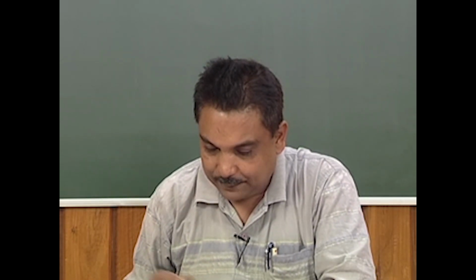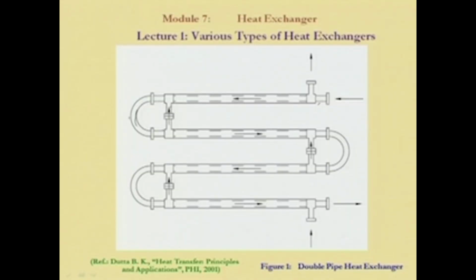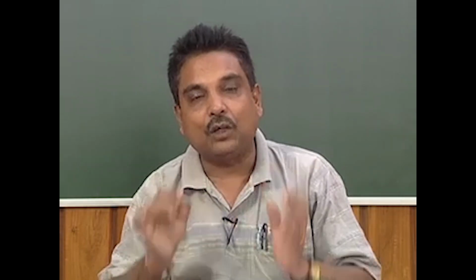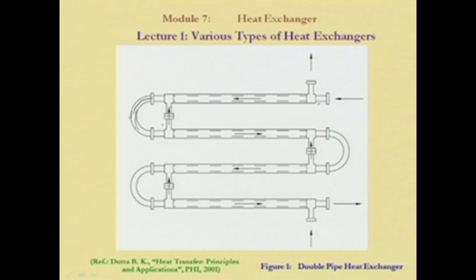Now we can also see from here that some part of this bend of the tube, the inner tube, may be surrounded by the outer jacket, or the outer pipe may not be. If this is not surrounded by the outer jacket, then this part is not involved in any heat transfer between the two fluids, but the other part is involved.